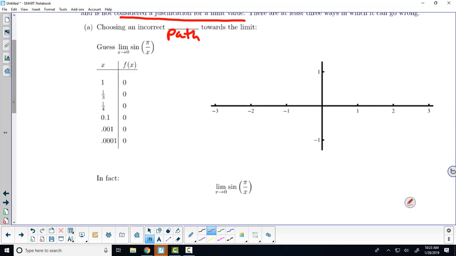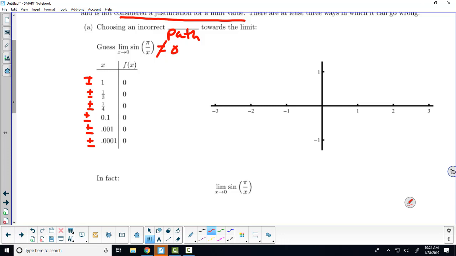Folks, here I've built a table of values for this particular limit. As we plug in values, they appear to be getting closer and closer to 0. And I could have actually done this from either direction. So I could have put plus or minus 1, plus or minus 1 third, plus or minus 1 fourth, 1 tenth, 1 ten thousandth. It appears that the y values are all staying at what? Zero. It would be incorrect to say that this limit is 0 just from looking at these values.